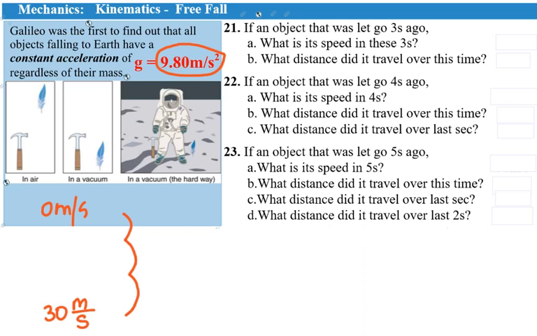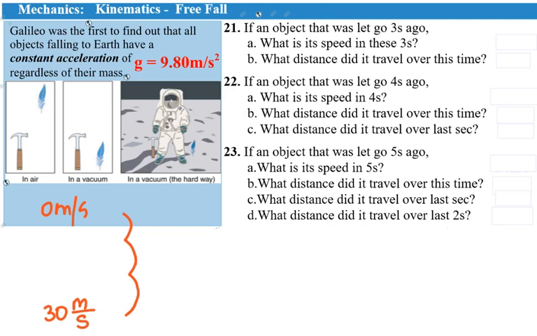On the AP exam, it doesn't matter whether you use 9.8 or 10 meters per second squared, so I'm always going to use 10 meters per second squared. So in 3 seconds, the velocity is 30 meters per second, because each second you add 10 meters per second. Each second, the acceleration is 10 meters per second squared.